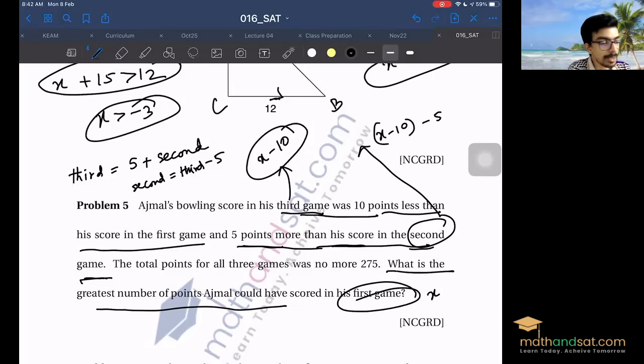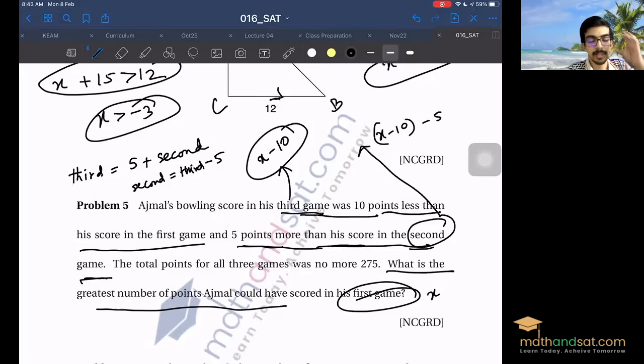Read the question once again. His score in the third game was 10 points less than the score in the first game. So the first game we have chosen as x, and the third game is going to be x minus 10. Now the next statement says, and 5 points more than his score in the second game. So third is 5 plus second, so second is third minus 5. And third is x minus 10, so your second is x minus 10 minus 5.